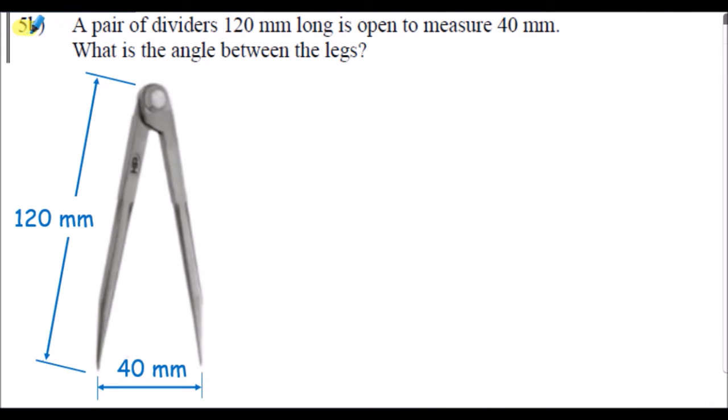Question 5b. A pair of dividers 120 millimeters long is open to measure 40 millimeters. We've got to calculate the angle between the two legs. So the image here on the left hand side of the slide shows a pair of dividers. The leg length is 120 millimeters, shown here, and they're opened up to measure 40 millimeters. So that's the 40 millimeters here. The question wants us to find the angle between the legs. That would be this angle shown here.